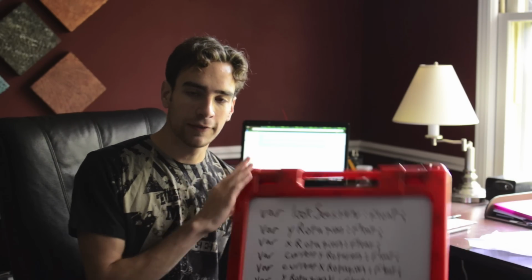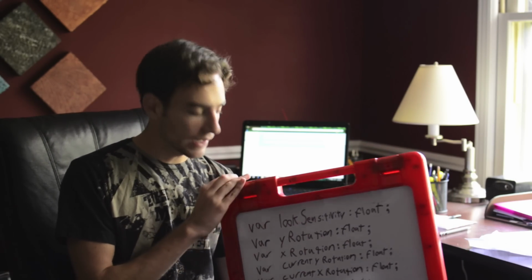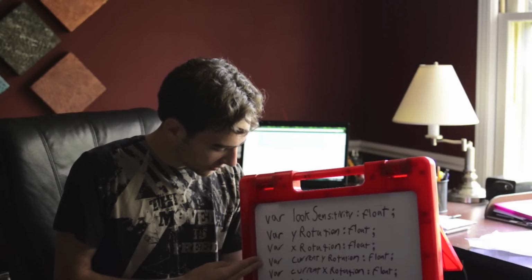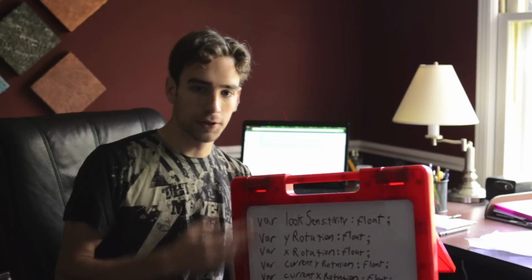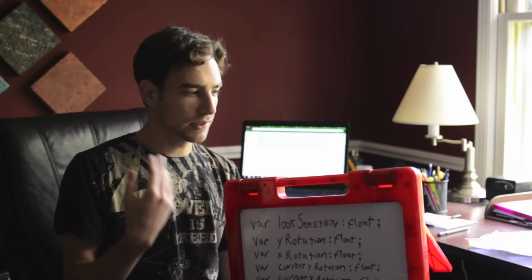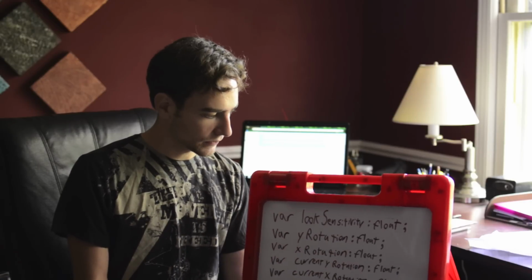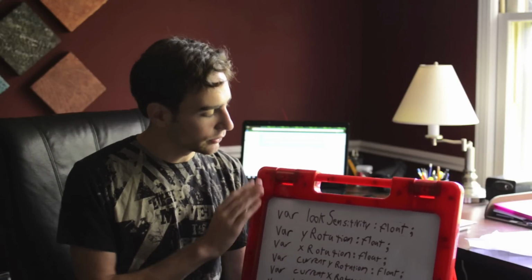So the first thing I like to do when making a new script is list out every variable that I'm going to need. And as you can see for this script, we got a lot of variables. We have 8 variables to be exact, and they are all floats. And they all work together, and they all have their own function. So let's go over each one and see what they all do.